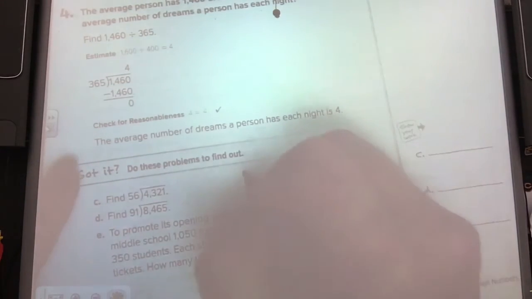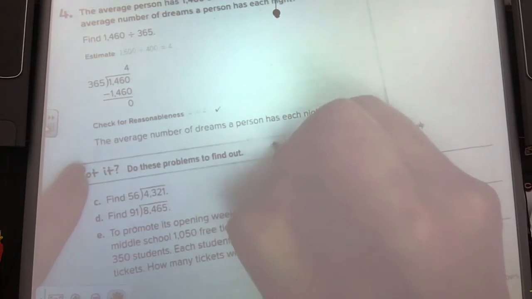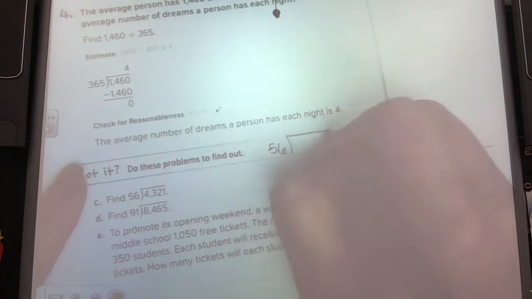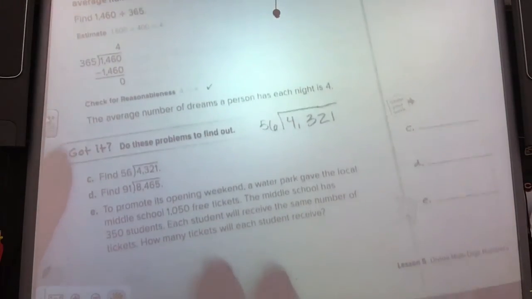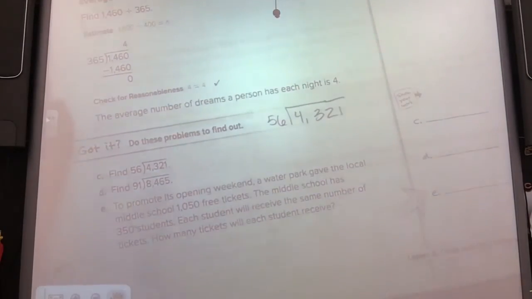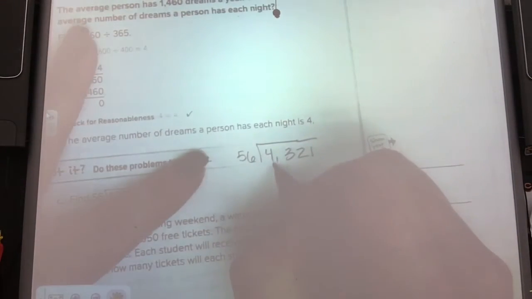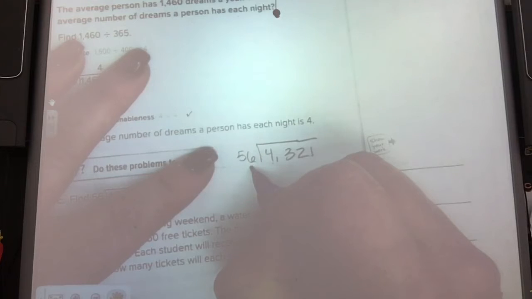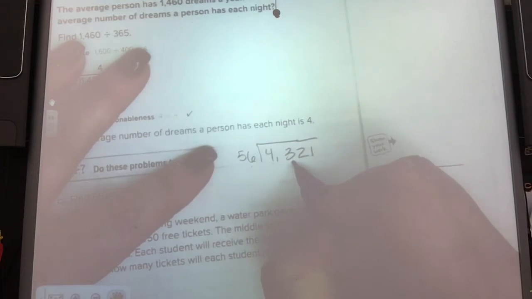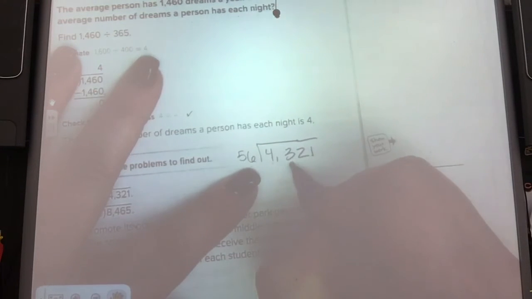So, first I'm going to rewrite this a little bit bigger. 56, if I have 4, I can't give 56 friends anything. 43, I still can't give 56 anything. Now I gotta figure out 421.